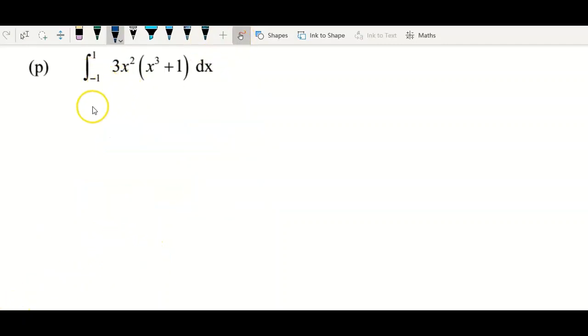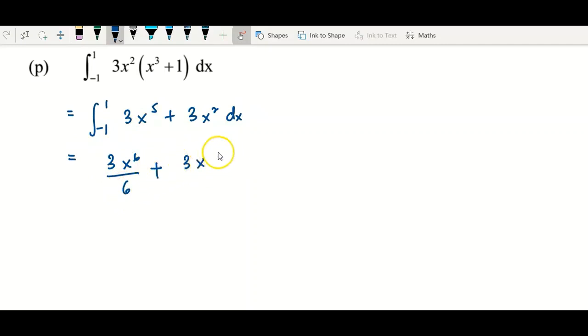For this question, I just expand it. Expand and integrate. You get 3x power of 5 plus 3x squared. It's a very simple question. Just integrate term by term. I get 3x power of 6 over 6, and this I have 3x cubed over 3.